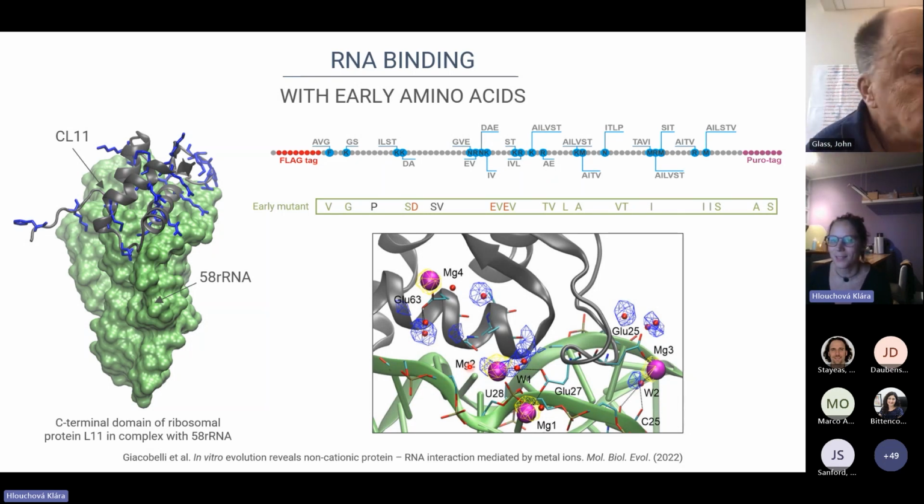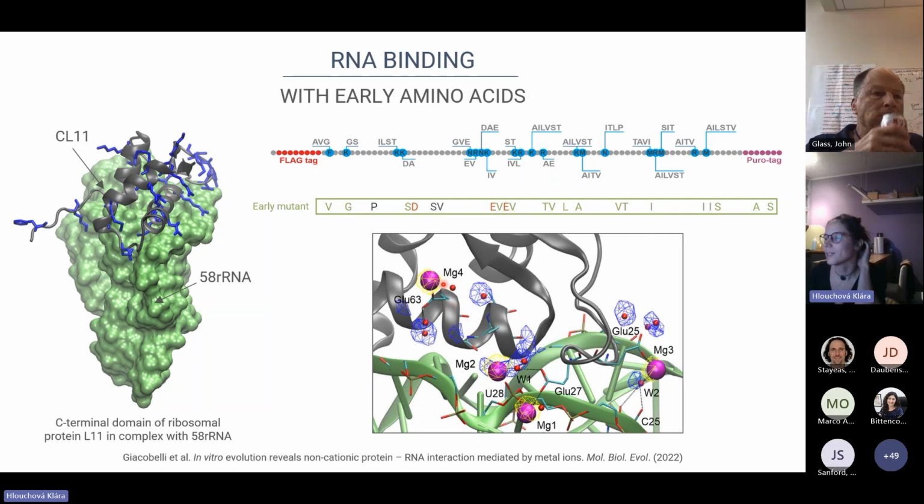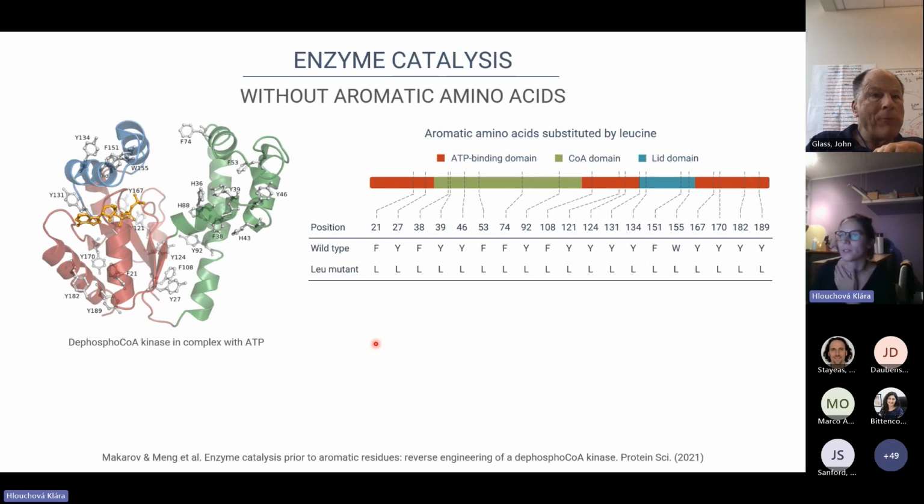But of course, this is totally in vitro, one example of a protein. In this case, you could wonder, how does this interaction work? And this way, there was just more involvement of metal ions, which quite nicely fits with the origins of life scenario. We also looked at one enzyme. It was the dephospho-coenzyme A kinase.